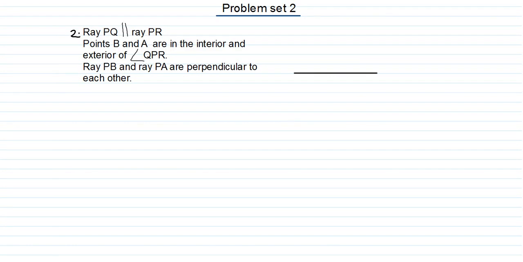The first ray, let's see, this will be point P. You can take this as PQ, and the next ray which you need to draw is ray PR. So it will start from P. Let's draw the ray from P. Okay, so this is ray PR.